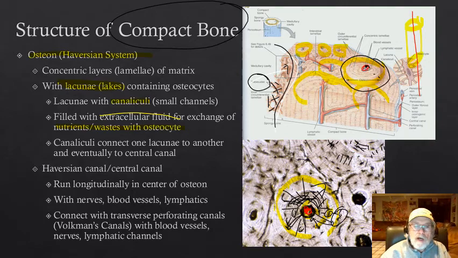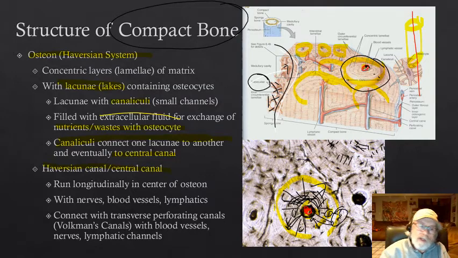Okay. And again, the canaliculi connect one lacuna to another, to another, to another, and eventually they all link back to the central canal. So they get nutrients in the central canal, out through the canaliculi to subsequent lacunae in those concentric circles around there. Now again, that haversian canal runs longitudinally up the center of that osteon. Right up the center of the osteon, and we see it right here.